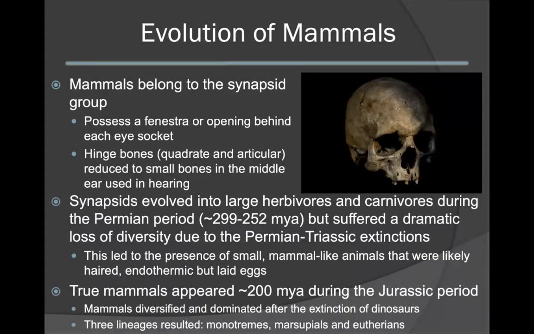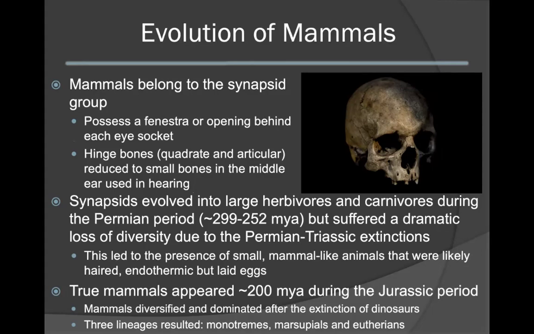Mammals are considered to be synapsids. This is because they possess an opening behind each eye socket. In addition, the hinge bones, specifically the quadrate and articular bones, are now reduced to small bones in the middle ear that are used for hearing as well as balance.